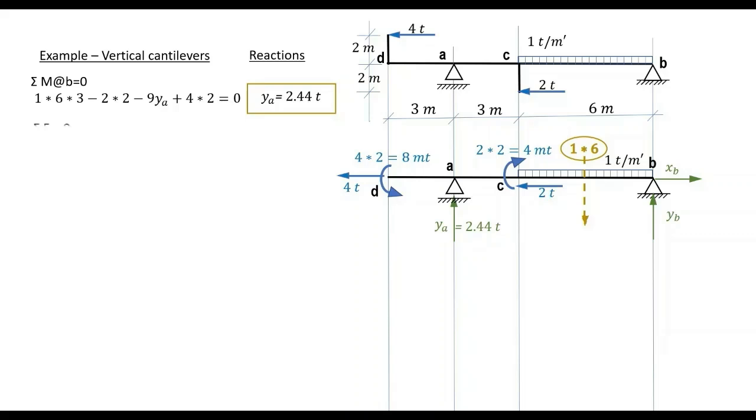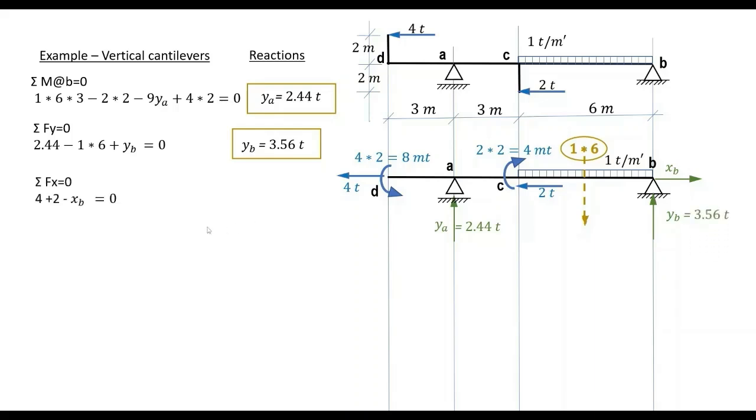To get YB, we apply the equilibrium equation sigma forces in the Y direction equals 0. So we have all our vertical directions, 2.44, the 1 by 6 and YB. This gives YB equals 3.56 tons.